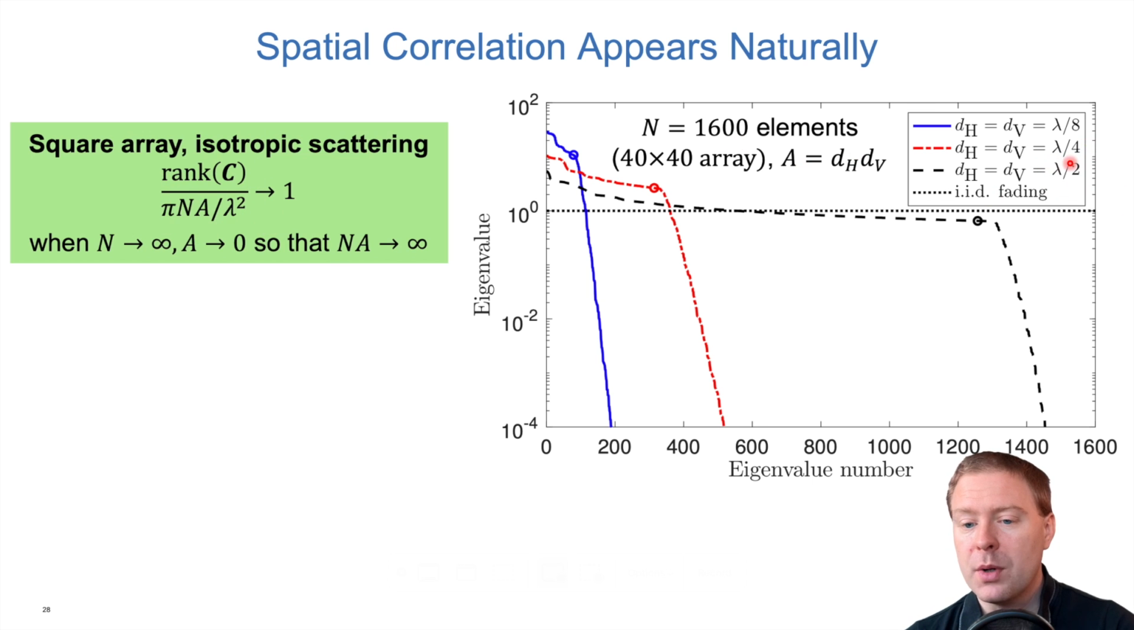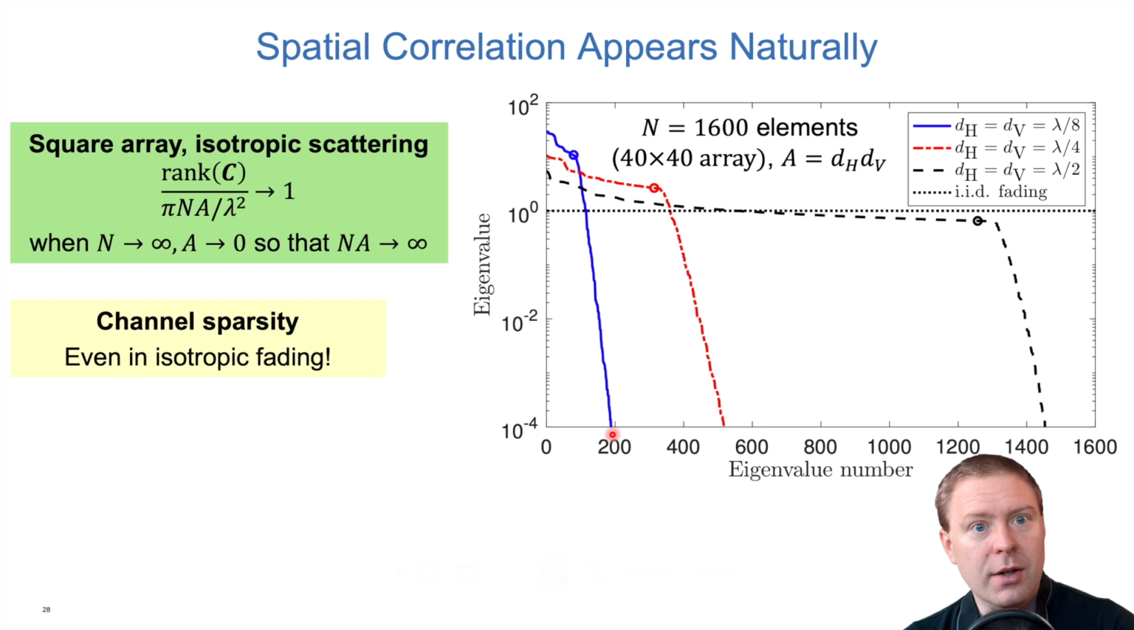If we have lambda over 4 sized elements and spacing, then we get this red curve here. So now we have lost a lot in the number of eigenvalues. We only have 1/4 of the number of eigenvalues, and some of them are large and most of them are small. And if we go down to lambda over 8 by lambda over 8, then we have even fewer. We get the number of non-zero eigenvalues reduced by a factor 4 again, and many of them are 0. So channel sparsity always exists, even in isotropic fading when we are considering IRS.